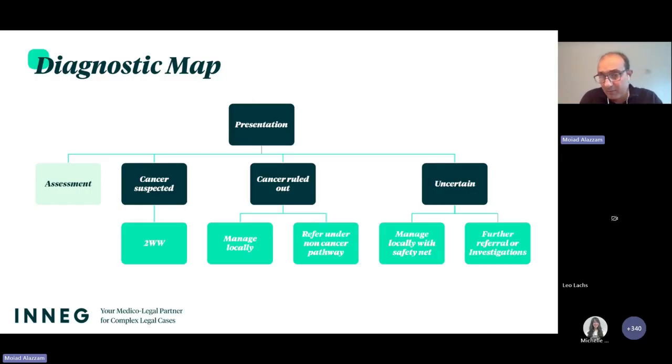There are various options. Maybe it may not be the cancer suspected pathway, but I could say, for example, as a GP, to the clinician, can you see this patient urgently? I'm not quite sure. And the clearer the referral, the better for the patient, and also the less hassle for that person who did the referral.